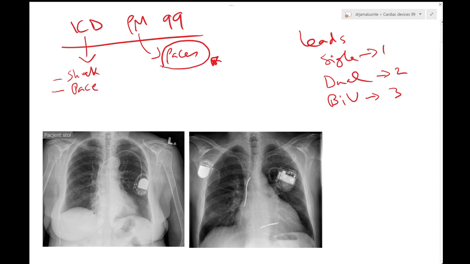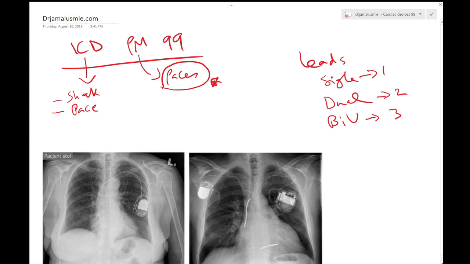Let's see, in this picture, you have one lead over here, and you have two leads. So this is what is called a dual. In this abnormal picture, you can see that the patient has two devices, and in those two devices, he has one lead over here and another lead going over here. So this is one way to figure out how many leads the patient has.